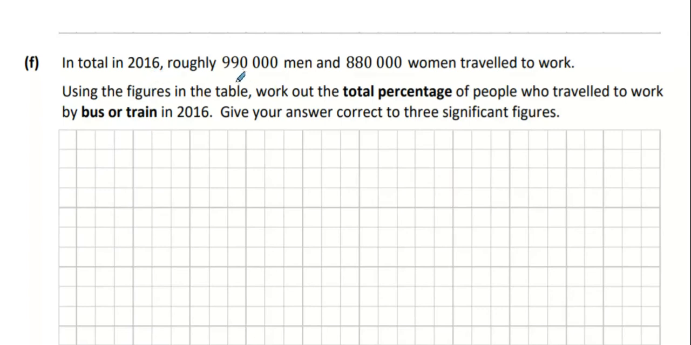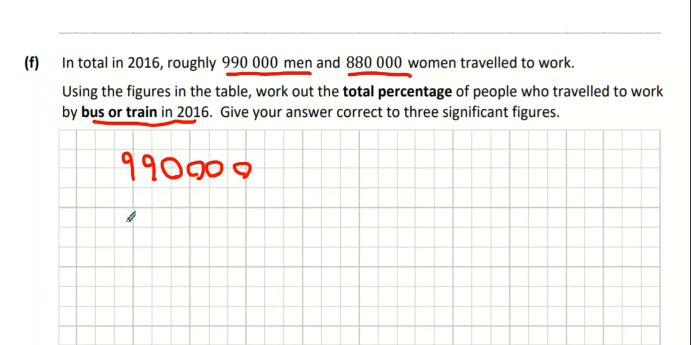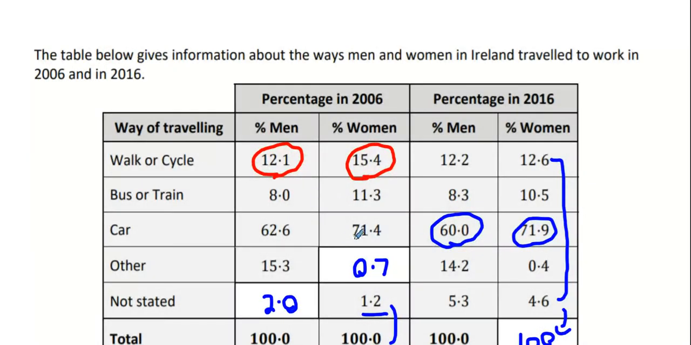In 2016, roughly 990,000 men and 880,000 women traveled to work. Use the figures in the table to work out the total percentage of people who travel to work by bus or train in 2016, right? So we have 990,000 men, we have 880,000 women, and we're looking for the bus or train statistics. So let's look up for bus or train here. So we're going to use 8.3 for men and 10.5 for women.